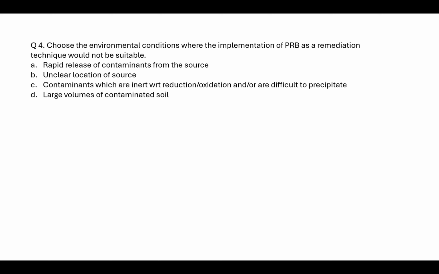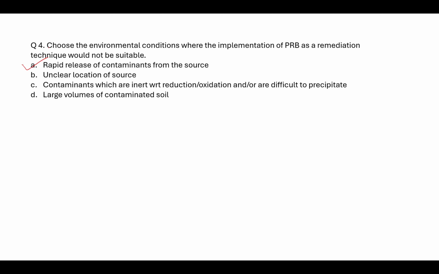Because PRB is a passive process, there will be barriers in the aquifers, and water will pass through these barriers and it will get treated. So we do not need to know the exact location of the source. So PRBs are suitable for these. So option A is correct.